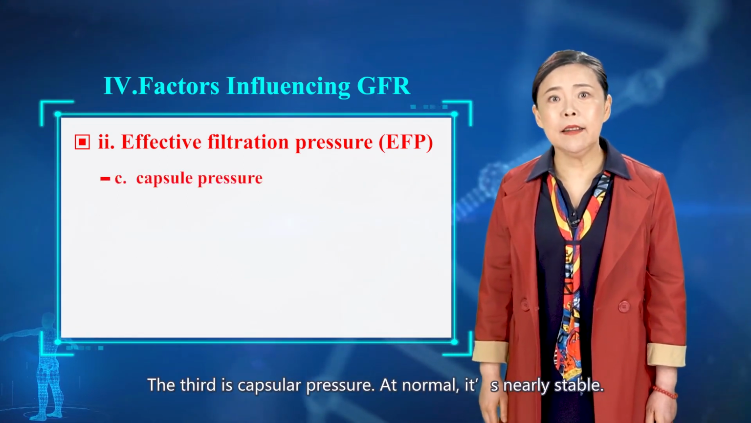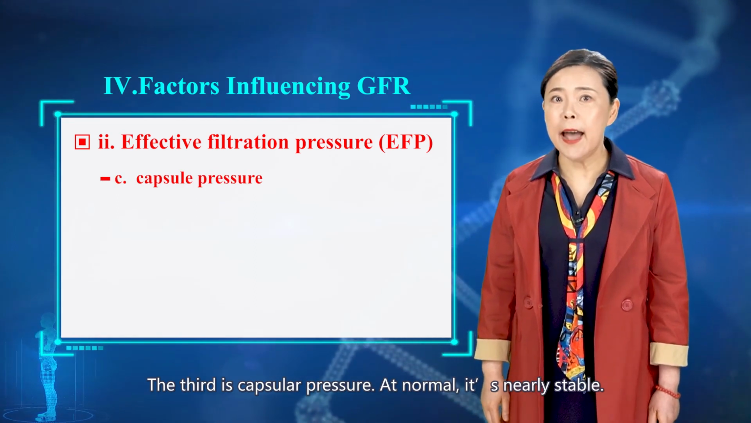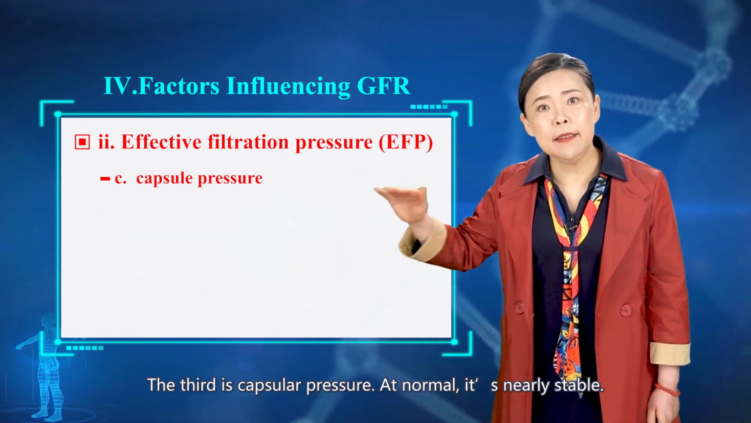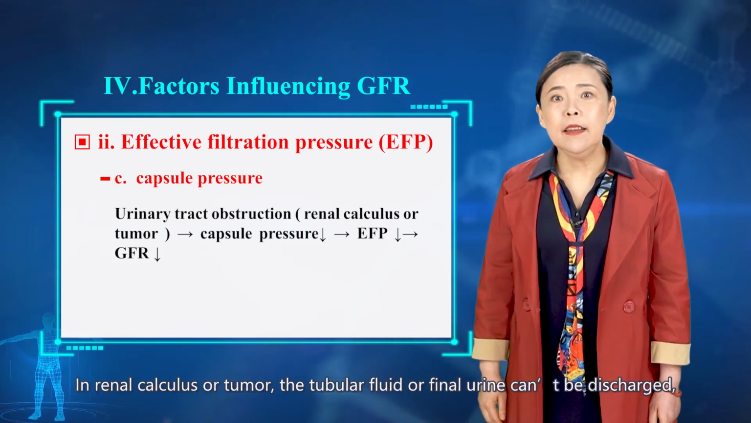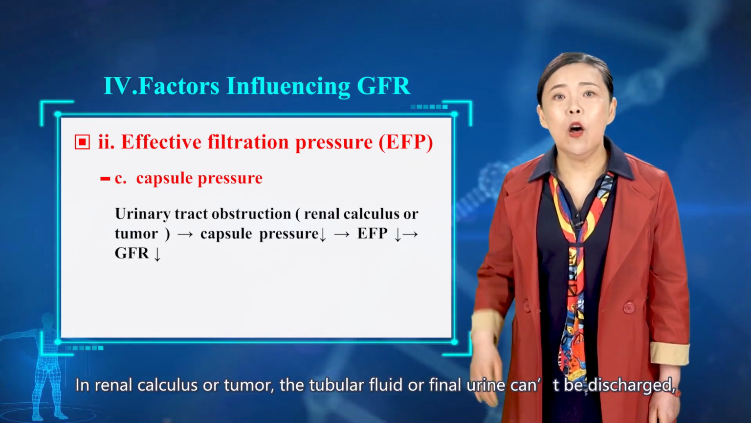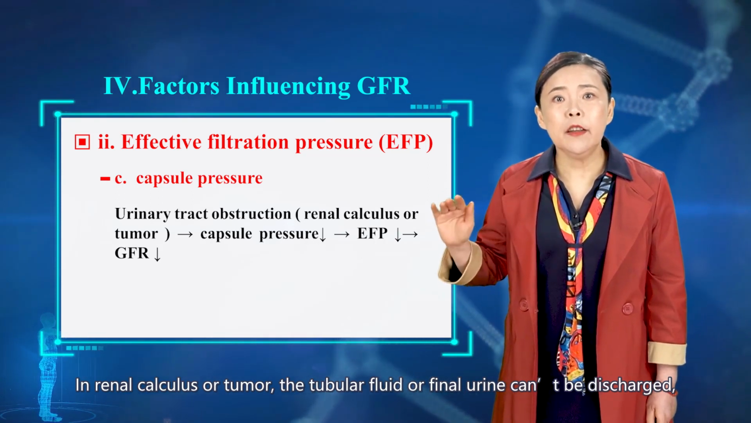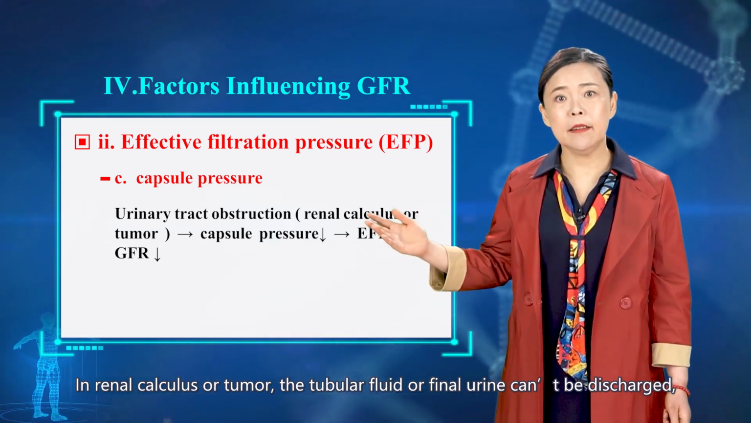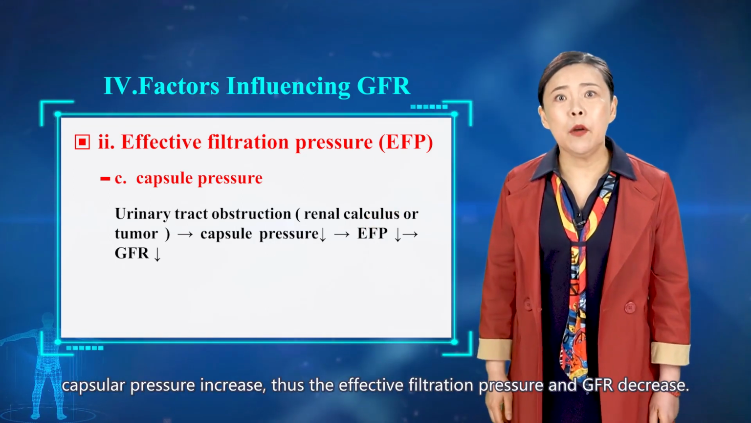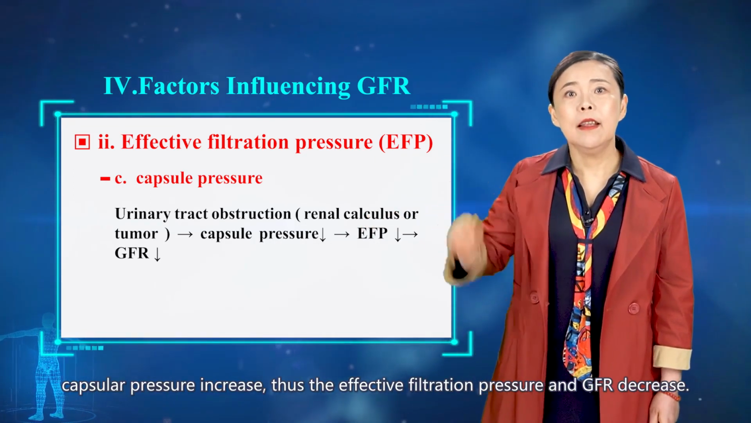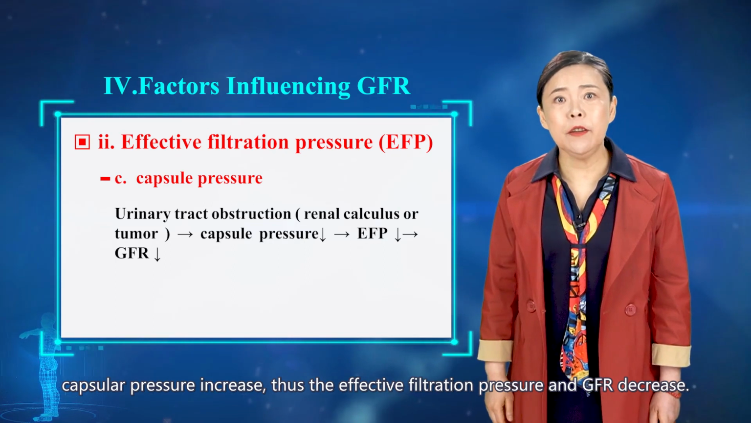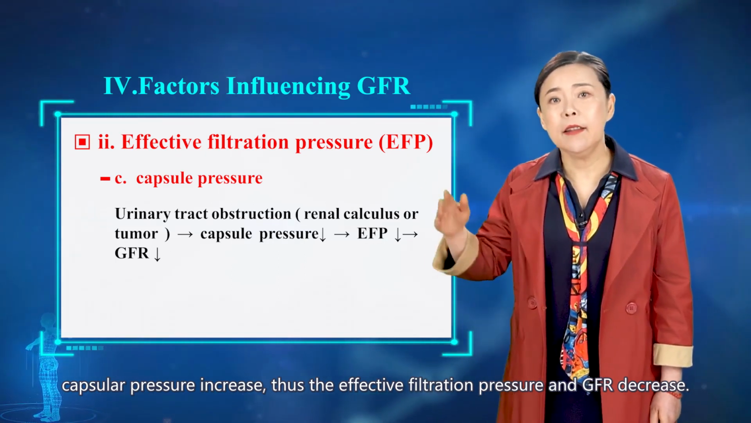The third is capsular pressure. At normal, it's nearly stable. In renal calculus or tumor, the tubular fluid or final urine can't be discharged. Capsular pressure increased. Thus, the effective filtration pressure and GFR decrease.